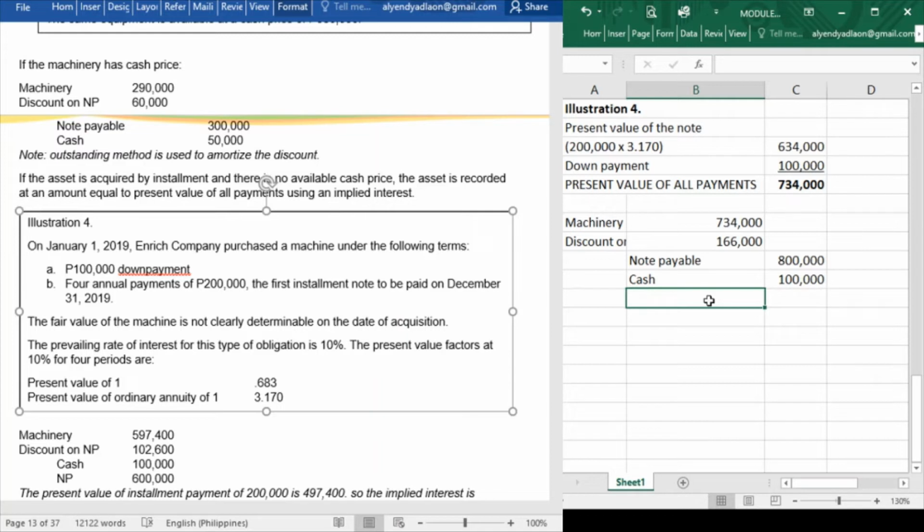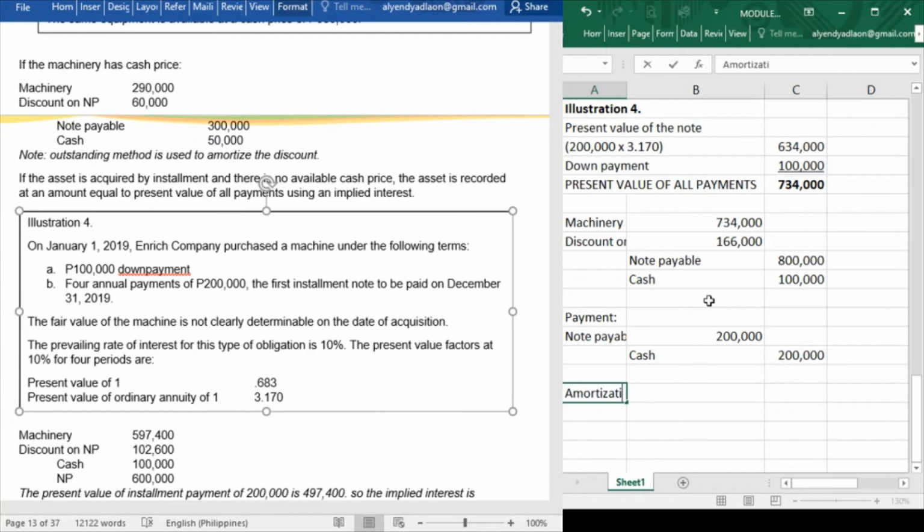Now in this problem, how are we going to journalize the amortization of the expense? At the time of payment, since we are to pay annually, we are to record it normally. So debit note payable, and credit cash. So every year, we are going to pay 200,000 pesos.